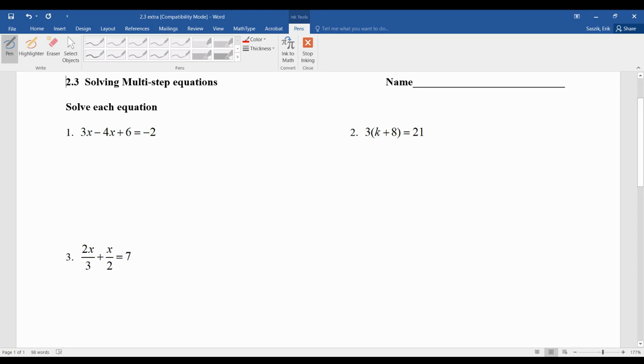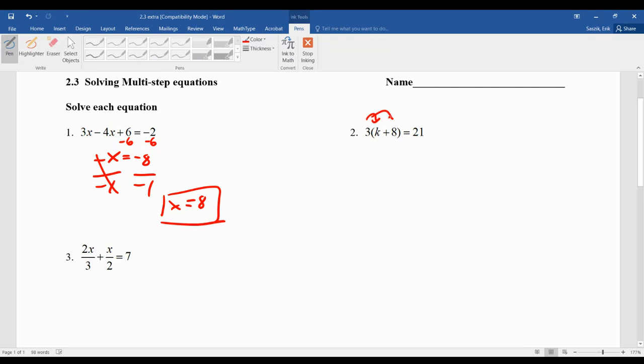So here, of course, we would combine like terms. 3x minus 4x is negative x. I would move that 6 over. Negative 2 minus 6 is negative 8. Get rid of the negative sign by dividing by negative 1. And we're done.